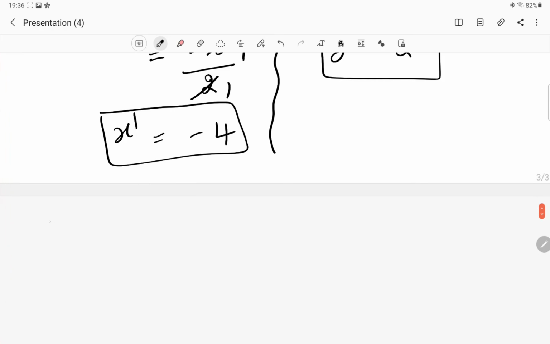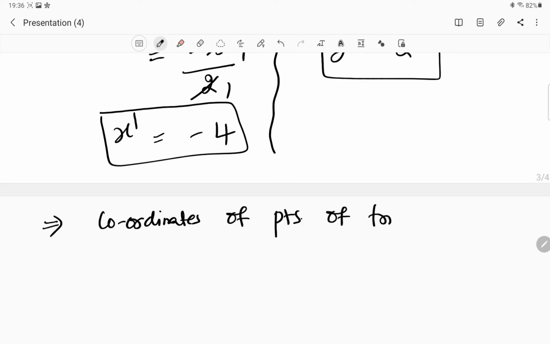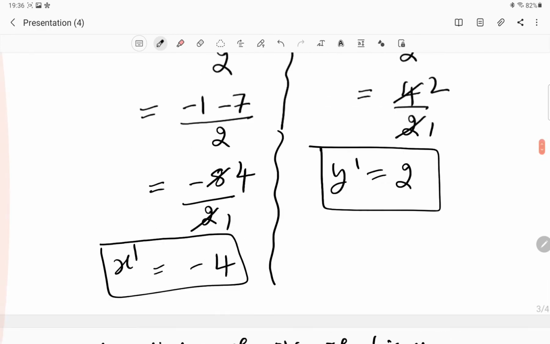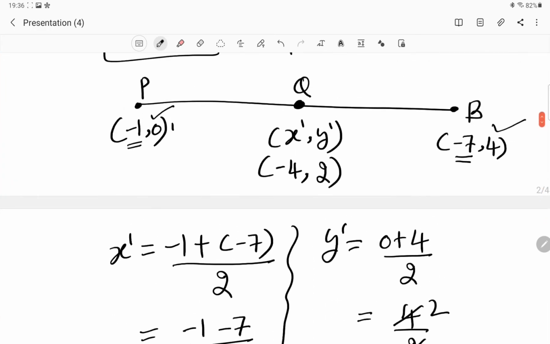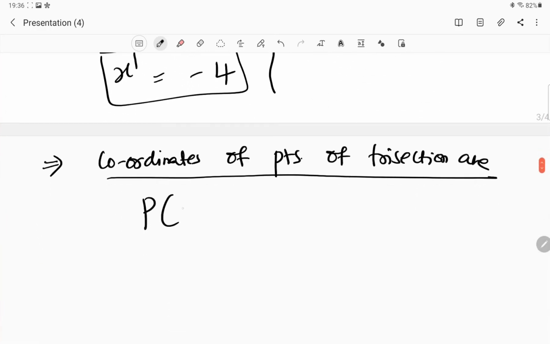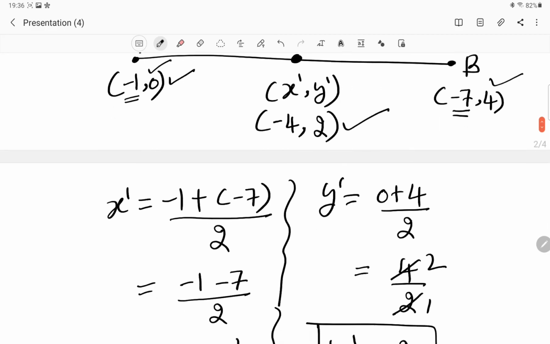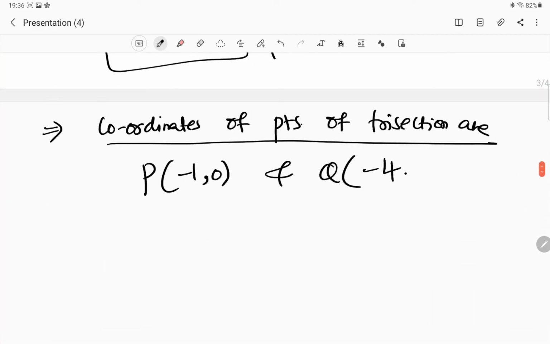So at last you can write the final answer: the points of trisection. For point P, what are the coordinates you have here, no? P is minus 1 comma 0, you can make a note of that. And what are the coordinates of point Q? That also we got, that is minus 4 comma 2.